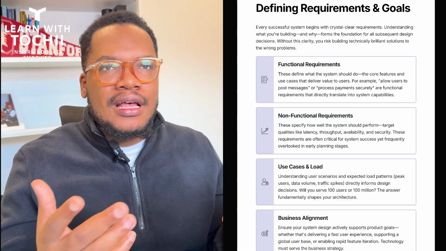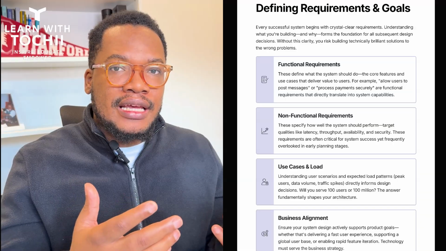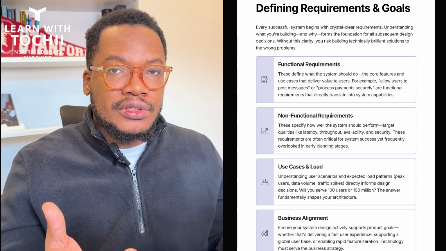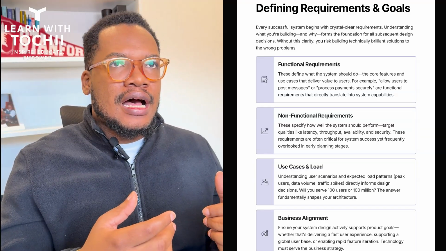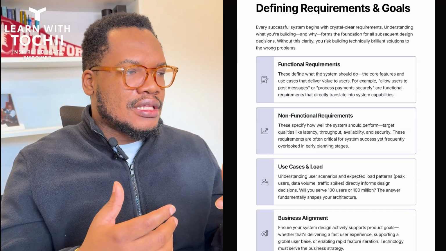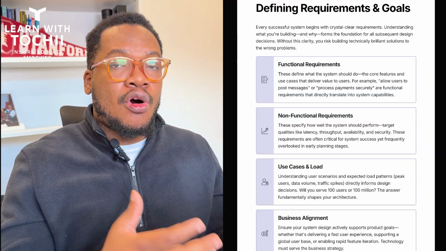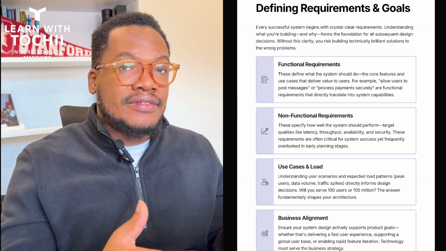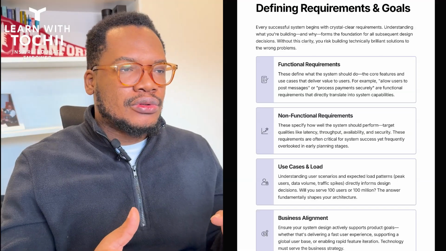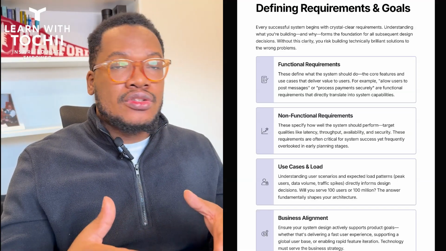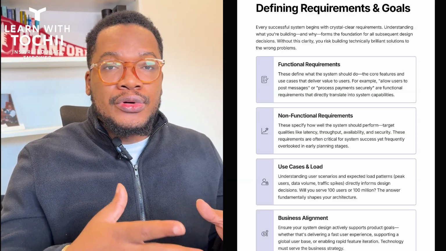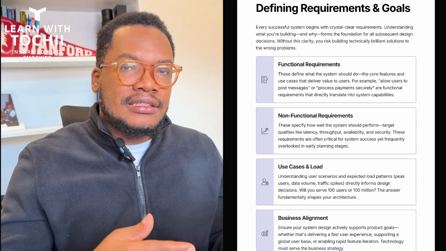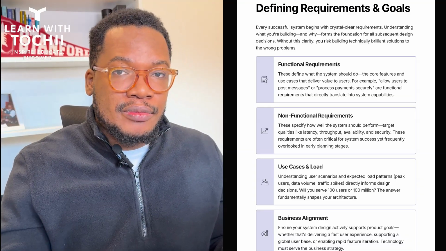So let's talk about requirements. Now, I've explained functional and non-functional requirements. What is a functional and non-functional requirement? Functional requirements are essentially the core features of a product, right? They are use cases that deliver value to the user. For example, a use case like allow users to post messages or process payments securely are functional requirements, and they directly translate into system capabilities.